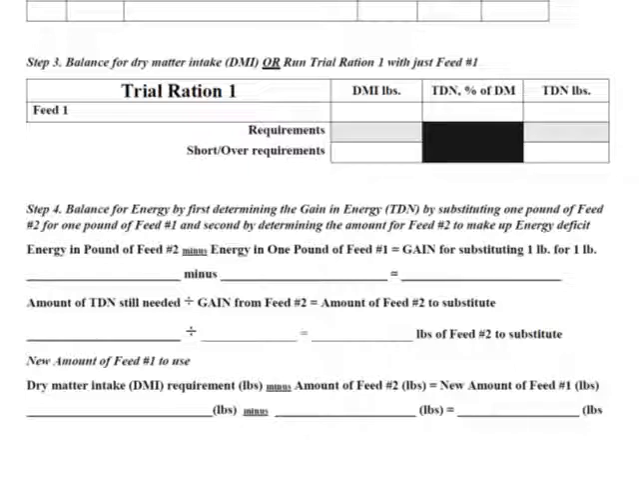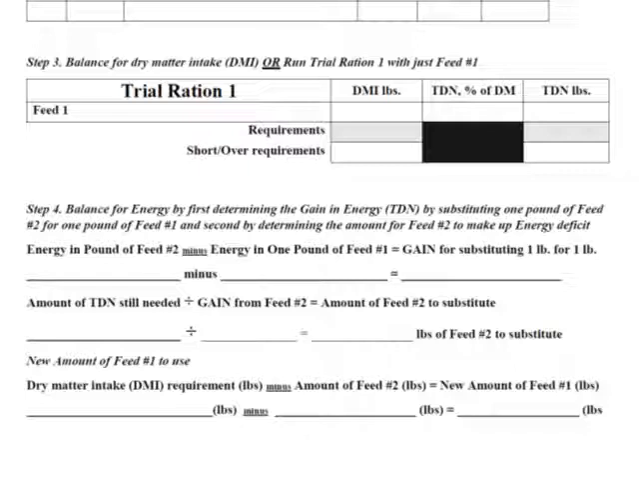Step 3, we've got to figure out how to substitute. So this bottom half of the page is figuring out the substitution, and we do this in a step-by-step mathematical approach. So we figure out the energy in 1 pound of feed 2. Feed 2 is corn. It's 80% TDN. That means there's 0.8 of a pound there. So we'll put that in that blank. We'll put the energy in 1 pound of feed in the next blank.